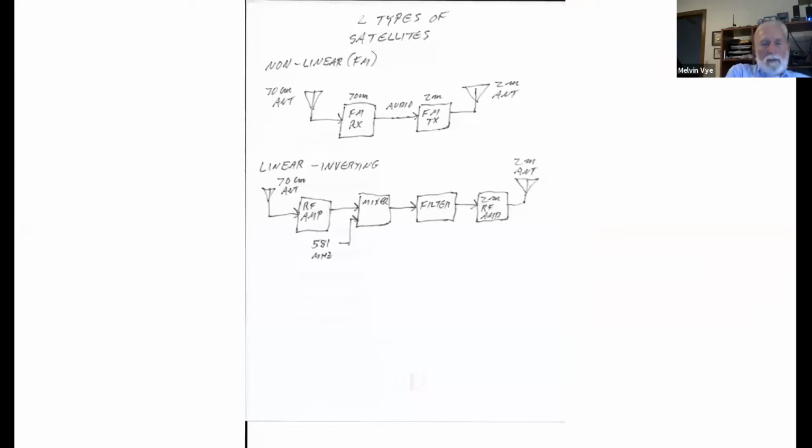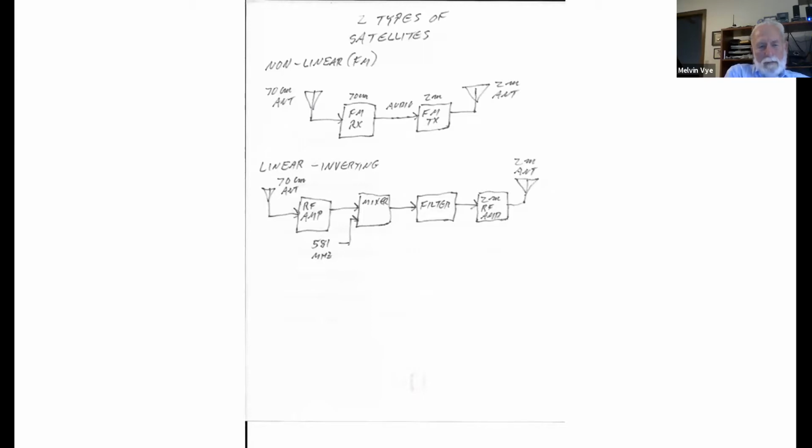Okay, so there are 2 different types of satellites. The nonlinear satellite, which is used for FM, is pretty simple. If it's operating on mode UV, it has a 70 centimeter antenna, an FM receiver, extract the audio from the FM receiver, put it into an FM transmitter, and then transmit it. It's basically a crossband repeater in the sky. So that's what an FM satellite is.